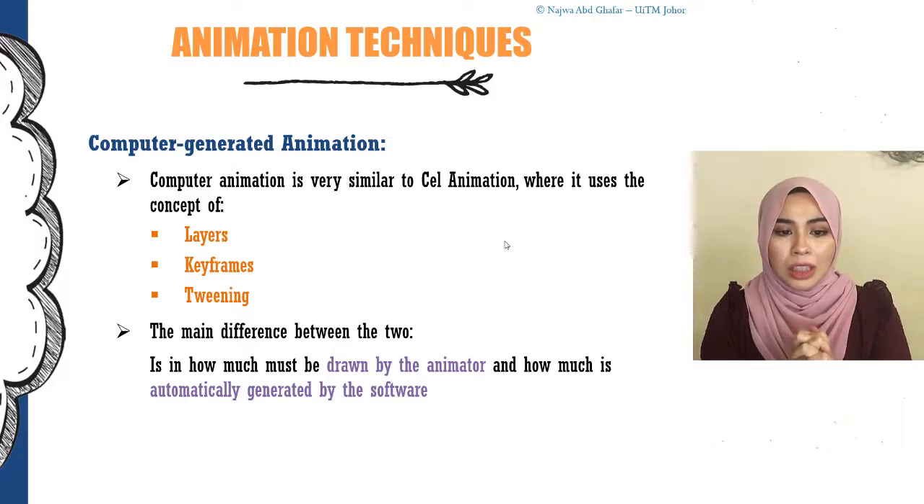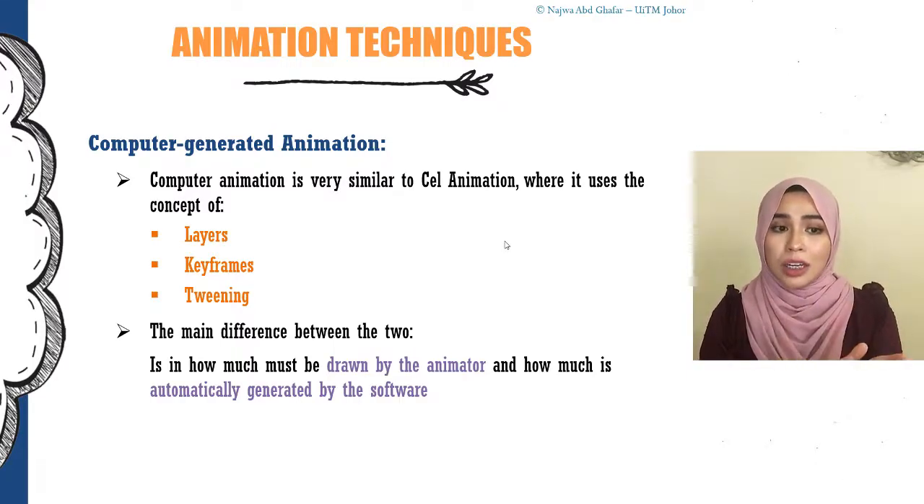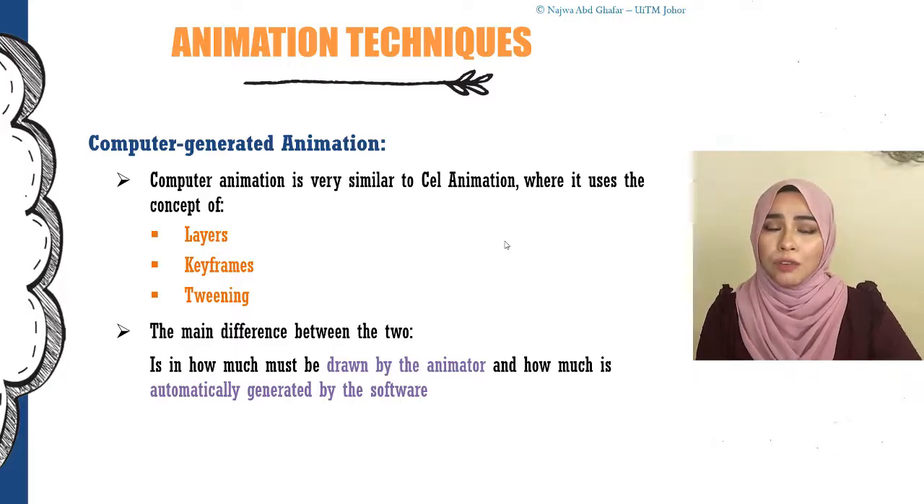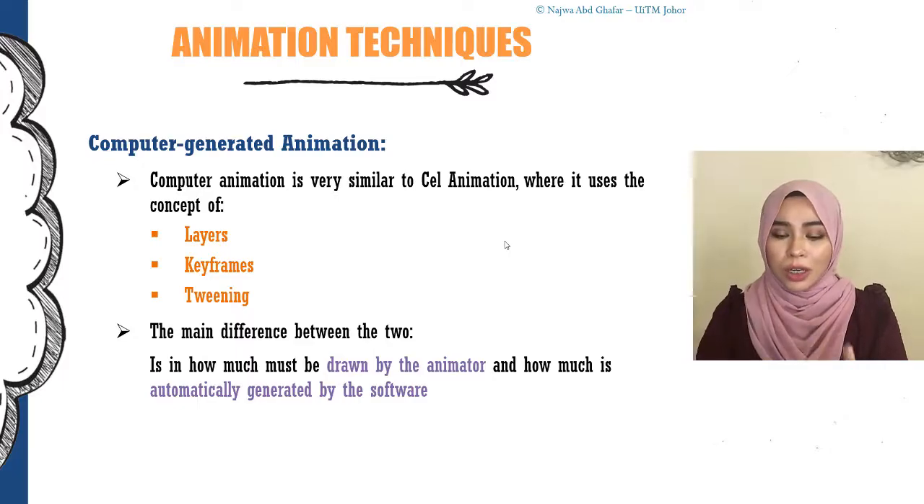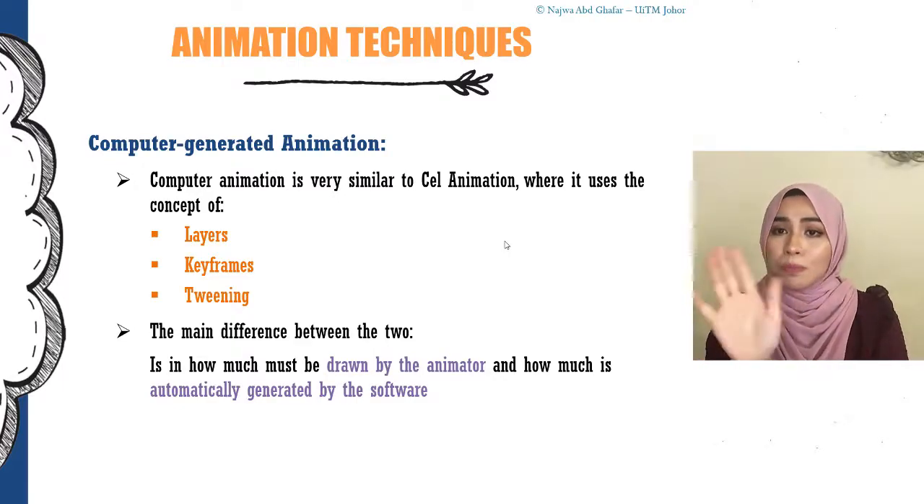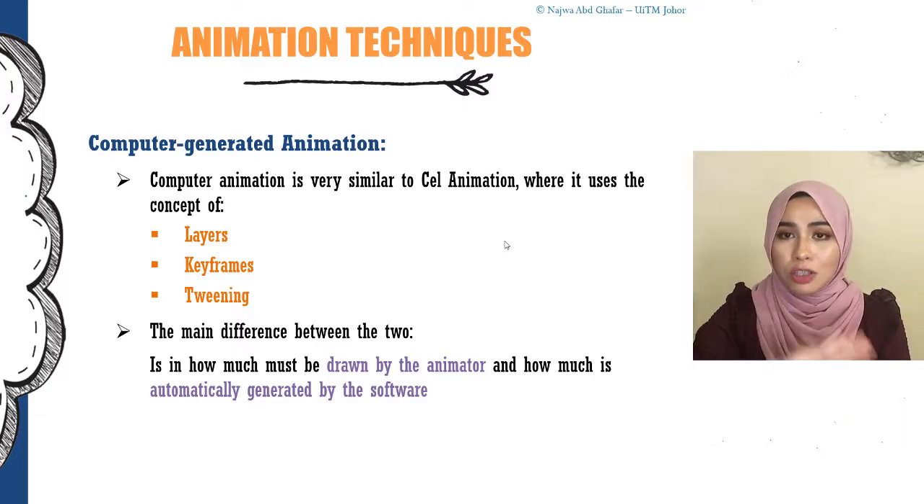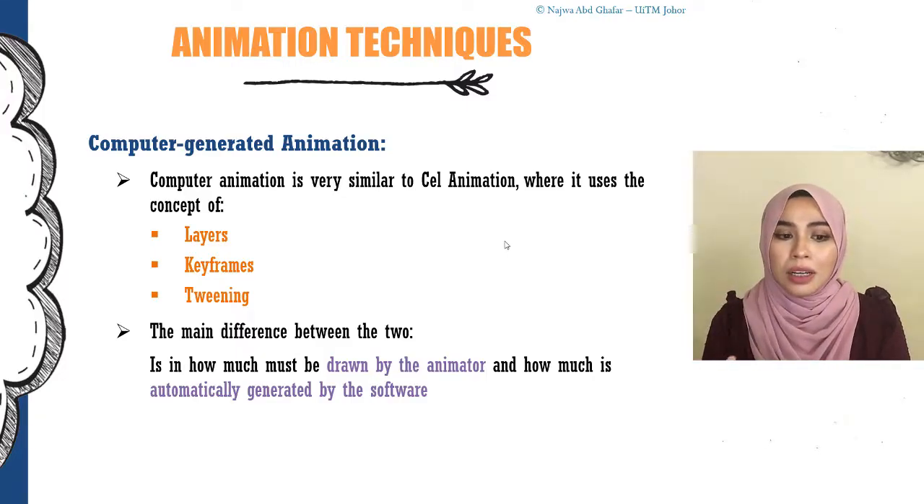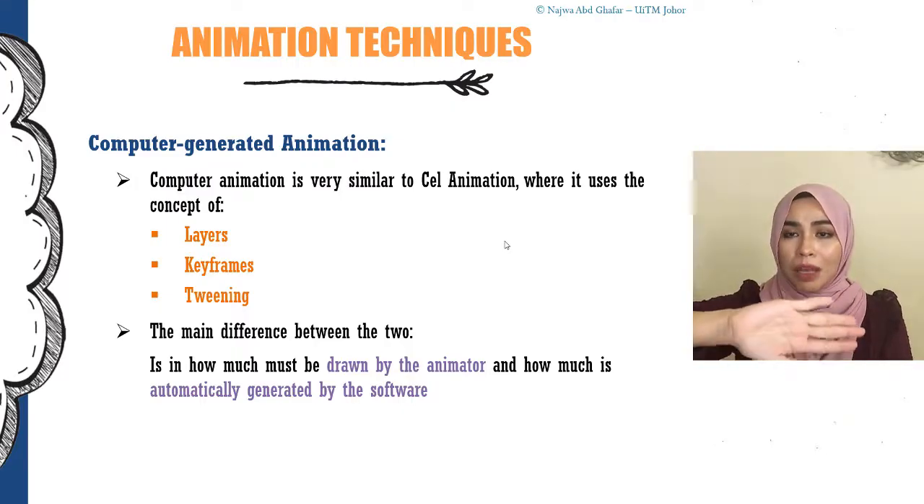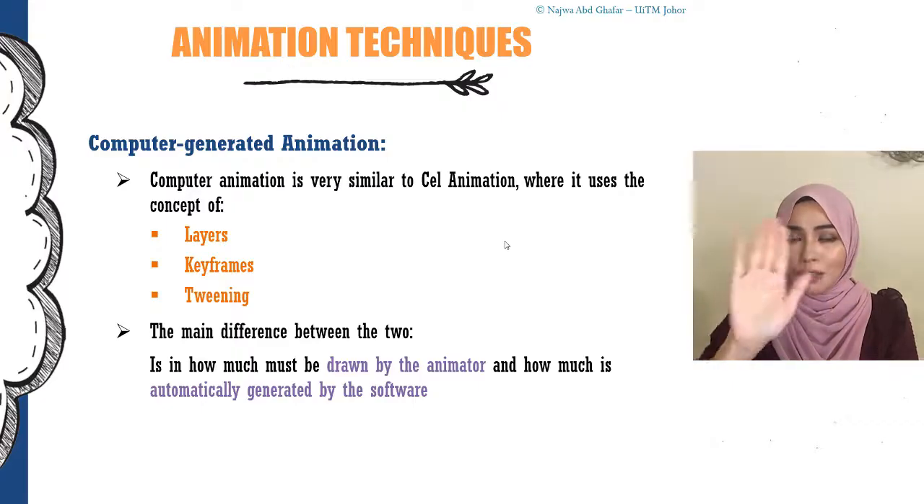Now the main difference between cell animation and computer animation is in how much must be drawn by the animator and how much is automatically generated by the software. If we do a cell animation, since it's a traditional method, for the tweening we have to draw each movement in between the keyframes. You must draw each one. But when we use software on the computer, you need to create keyframes. Let's say this is my first keyframe, and this is my last keyframe. In between is called tweening, right?